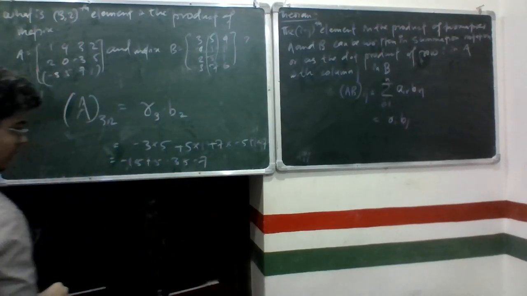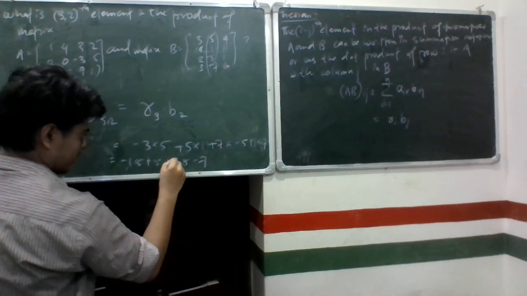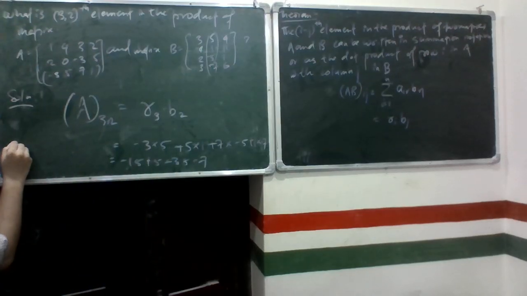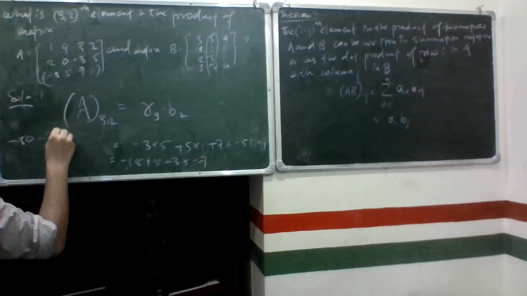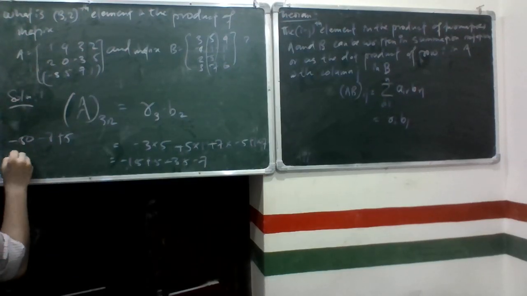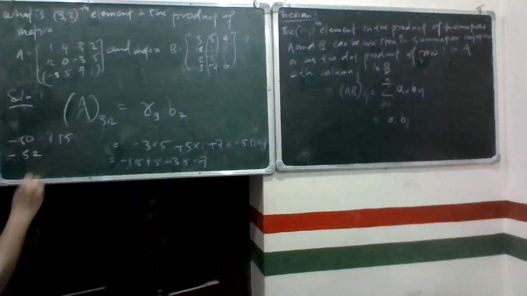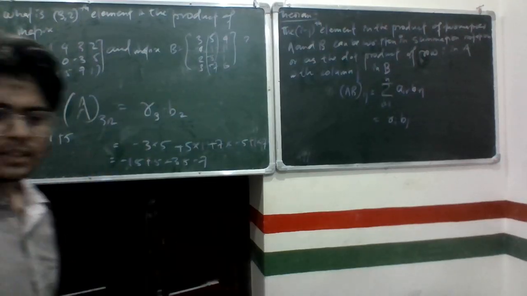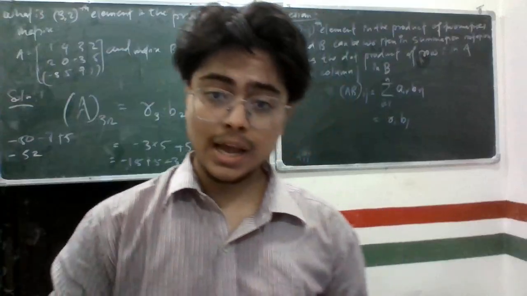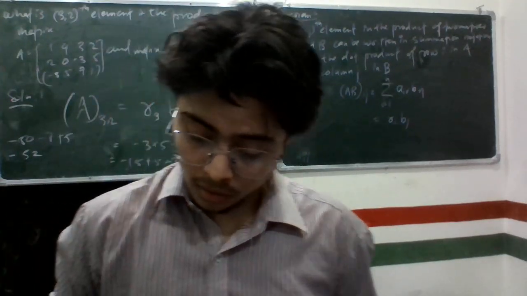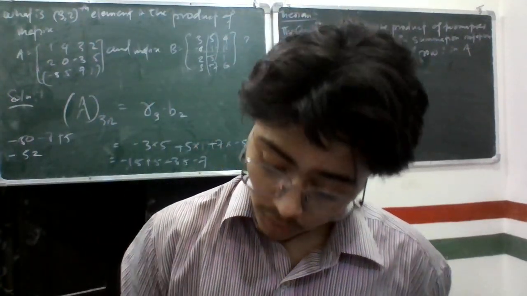Now what? Minus 35. This becomes 30, 40, 50. Minus 50. Minus 7 plus 5. Maybe minus 52. Please check the calculation, and I think this is true. Okay, now this is it. I'm not going to talk about it from now on, but I will use it in the whole chapter.